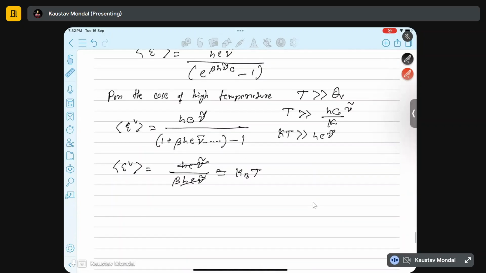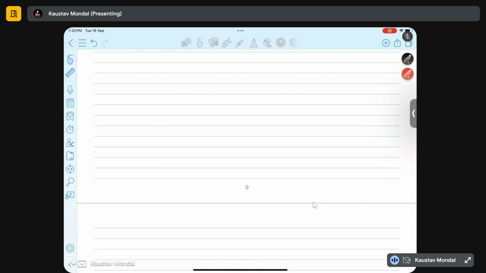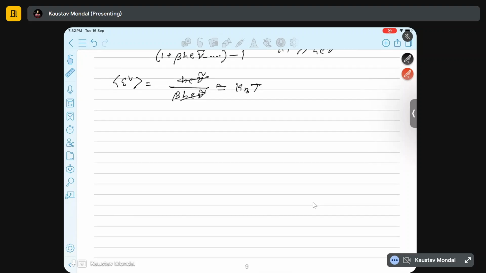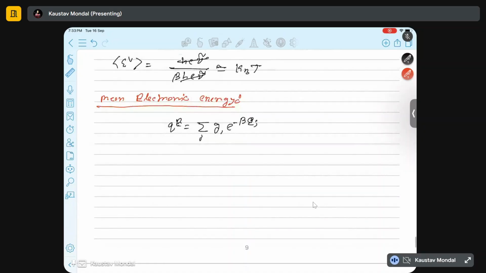The last comes the electronic part. So we'll check the electronic part, the mean electronic energy. This would be much more simple because there are no complicated terms, right? So we know Q is simply given by the sum over j of g_j e to the power beta E_j. E_j are the electronic energy levels.